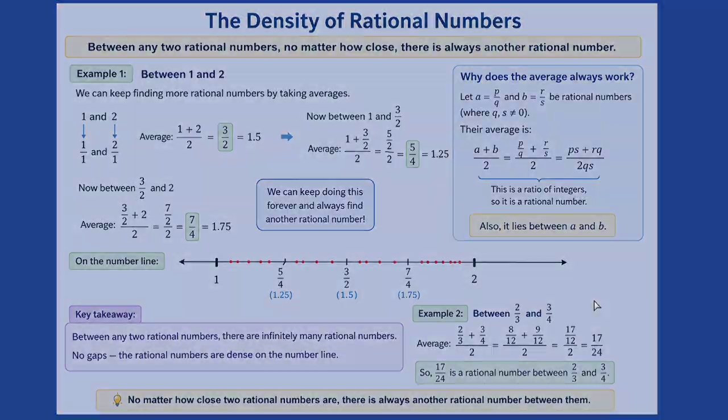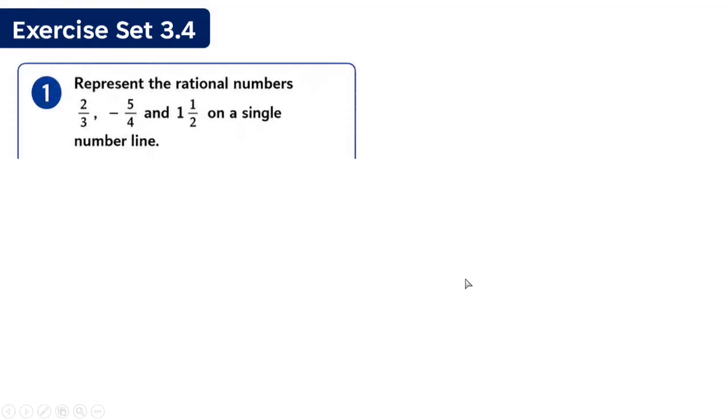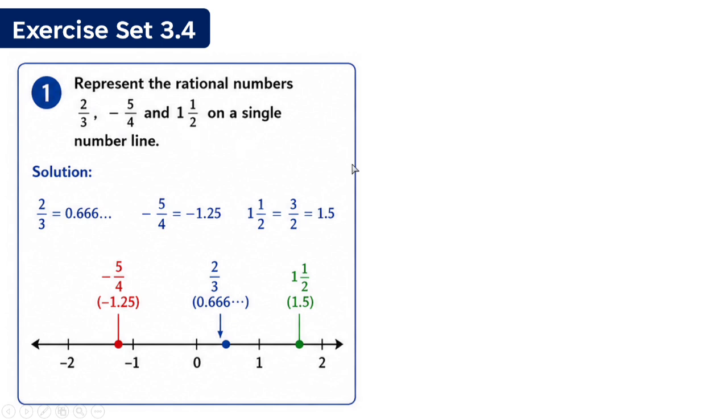Now let's discuss the questions from exercise 3.4. The first question is, represent the rational numbers 2 thirds, which is a proper fraction, negative 5 fourths, which is a negative improper fraction, and the mixed number 1.5 on a single number line. So we have to write the decimal versions of these numbers, and we can do it by dividing.